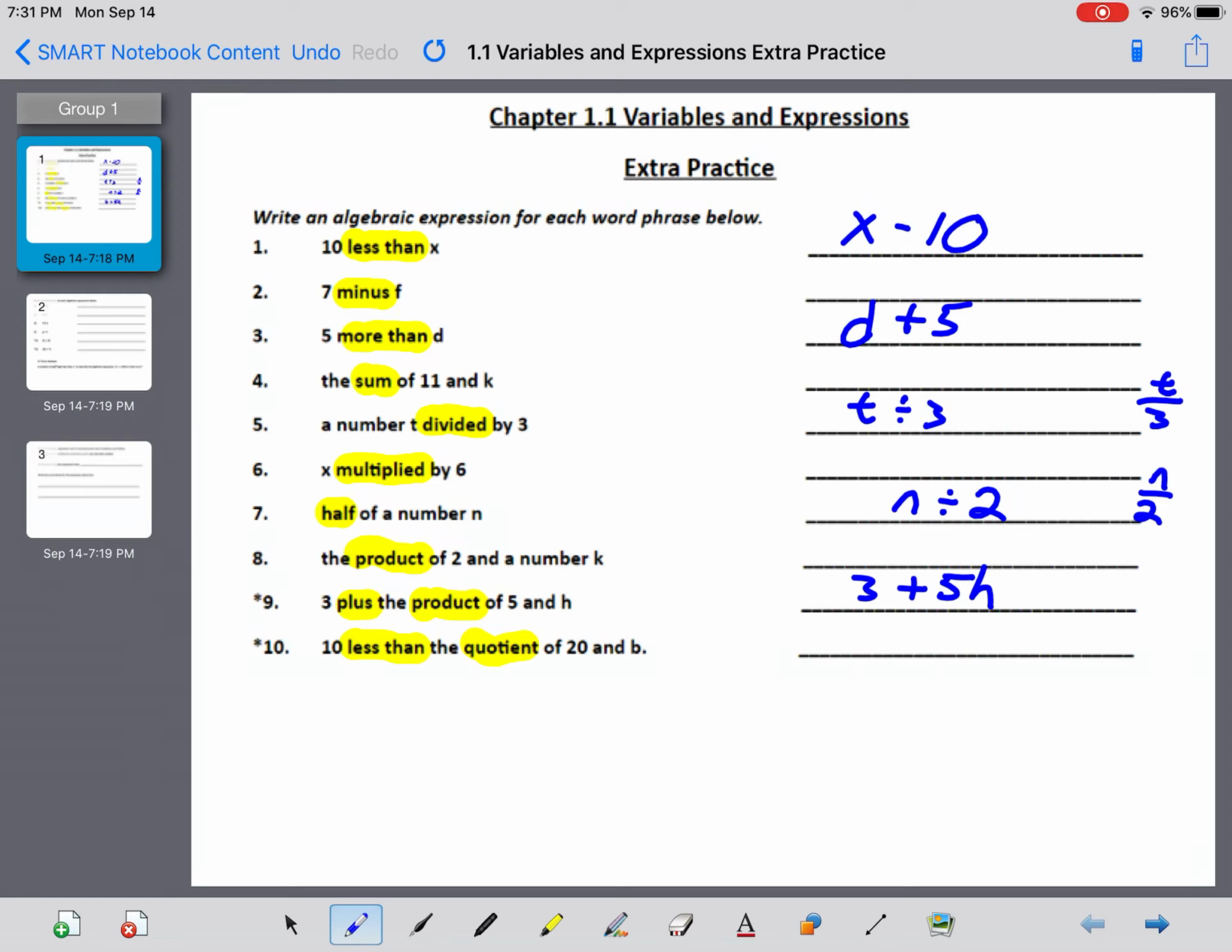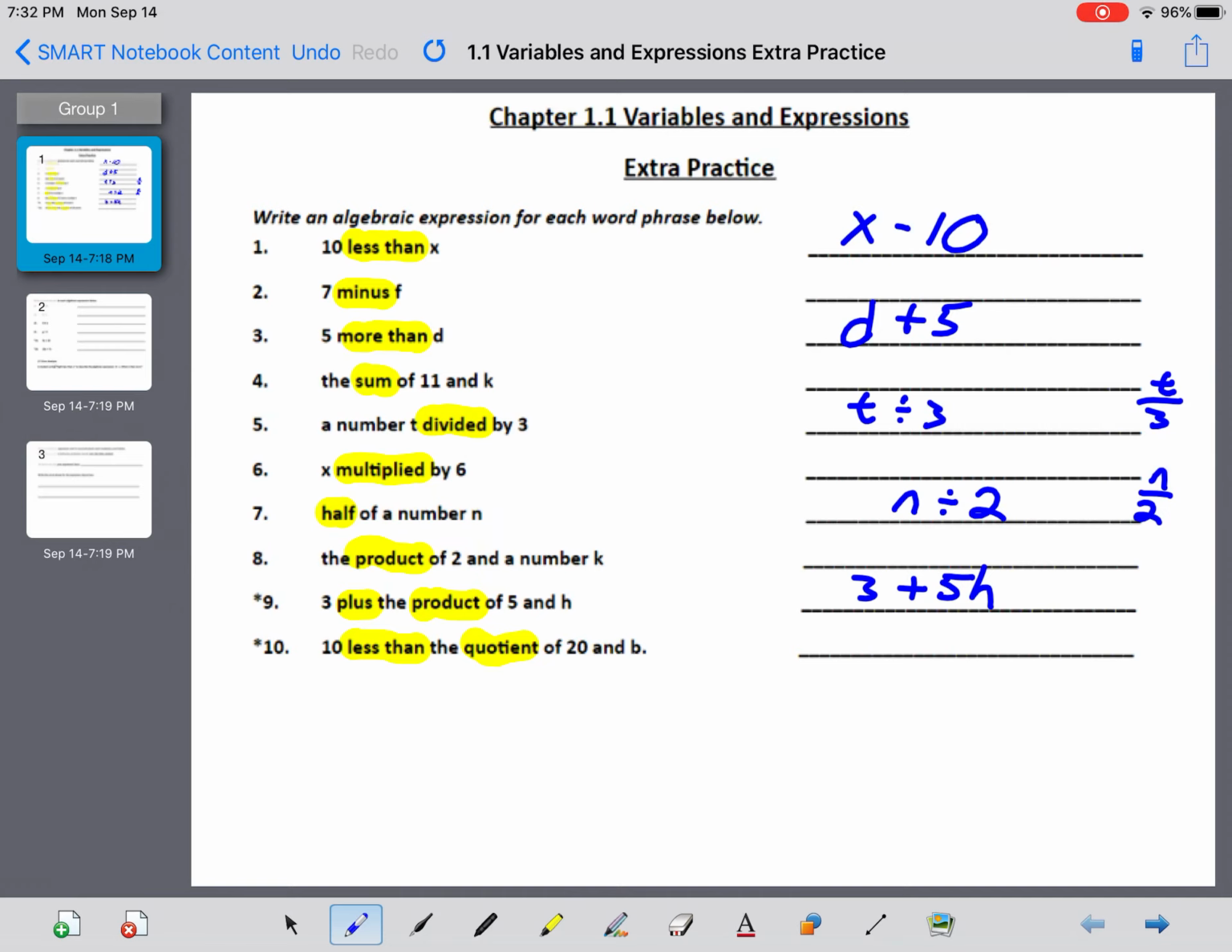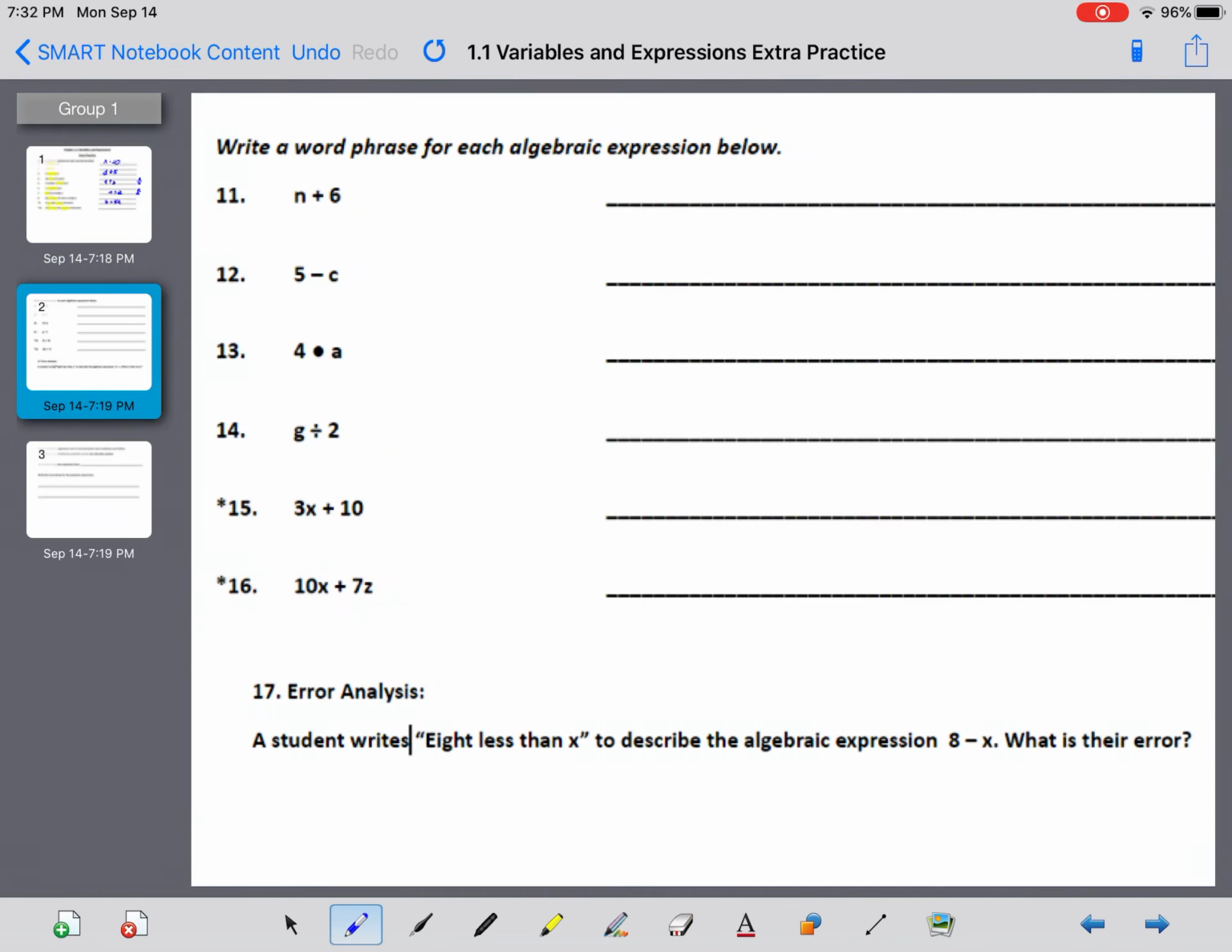All right. Even numbers you can do on your own. I'm going to move on to the next section. Feel free to pause the video, work on the ones from numbers 1 through 10, and then resume the video when you're ready. Write a word phrase for each algebraic expression below. So, numbers 1 through 10, we were given the word phrase and we wrote the expression on the right-hand side. This time, we're given the expression, we need to write the word phrase.